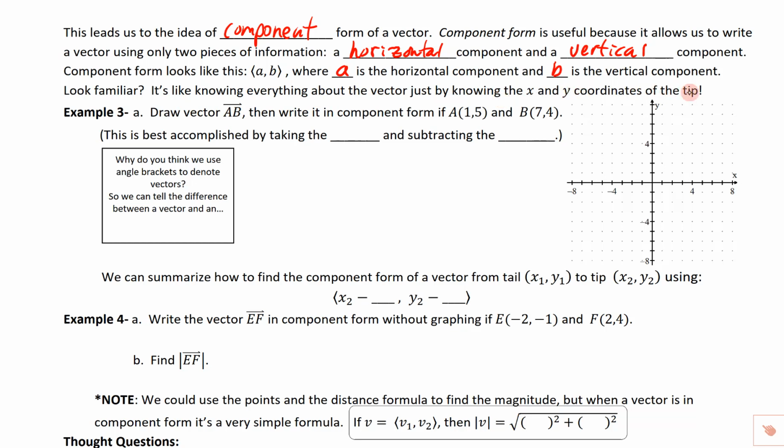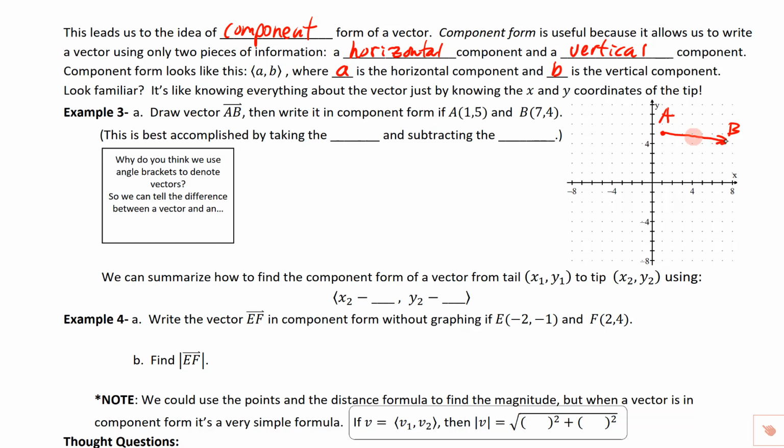All we need to know is about the tip because we know that the initial point, the tail, is at the origin. So example 3 says, draw vector AB, then write it in component form if A is (1, 5) and B is (7, 4). So let's see what we've got here. (1, 5), so that's going to be right there. So there's A, and then B is at (7, 4), so over 7 and up 4, so it would look about like that. So there's B, and we need to go from A to B, so we'll draw that directed line segment there. So there's our vector.